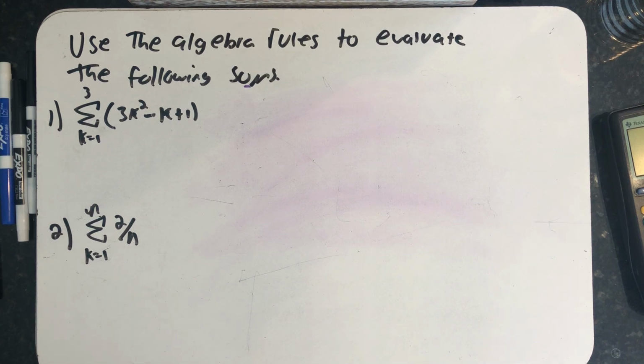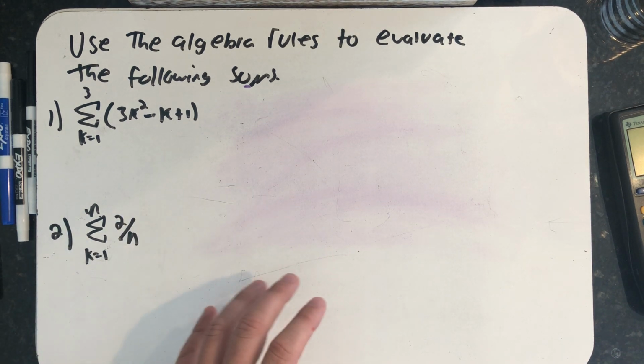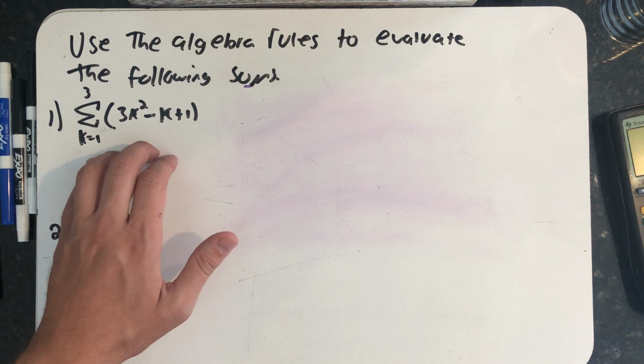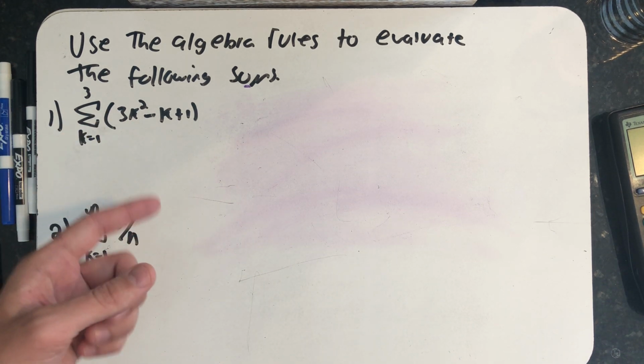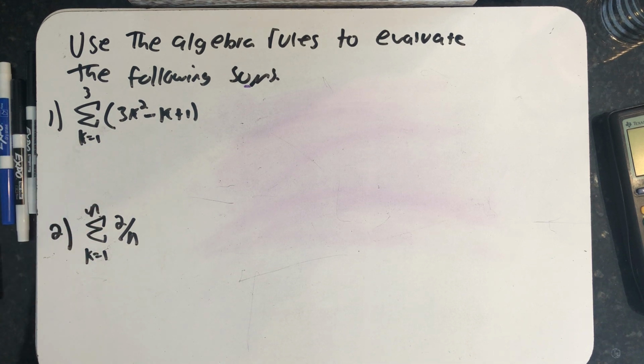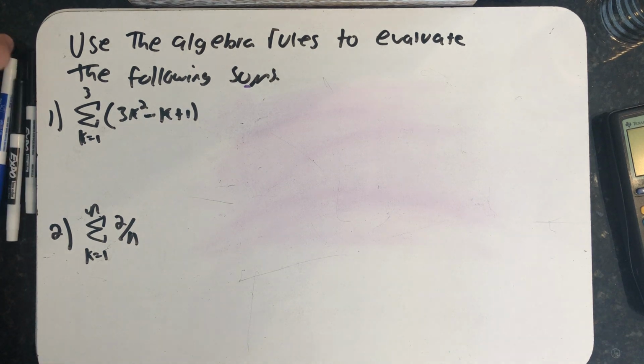In the last video, we saw the algebraic rules for finite sums. In this video, we have two problems where we're asked to use those rules to evaluate two sums. Now in this first example, if I was just asked to evaluate the sum, I could just evaluate the kth term formula for k equals 1, 2, and 3 and add those together. But I was asked to use the algebra rules.